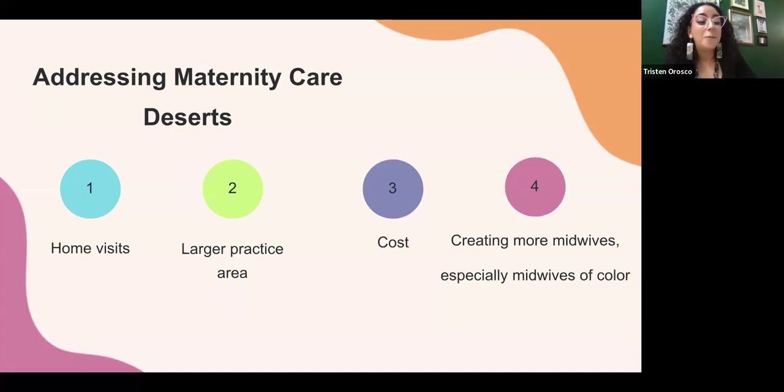And 4th, creating more midwives, especially midwives of color. We really need to support and fund Black and Indigenous midwives to be able to become midwives to serve their communities. Midwifery school is very expensive and closures are happening across the United States.